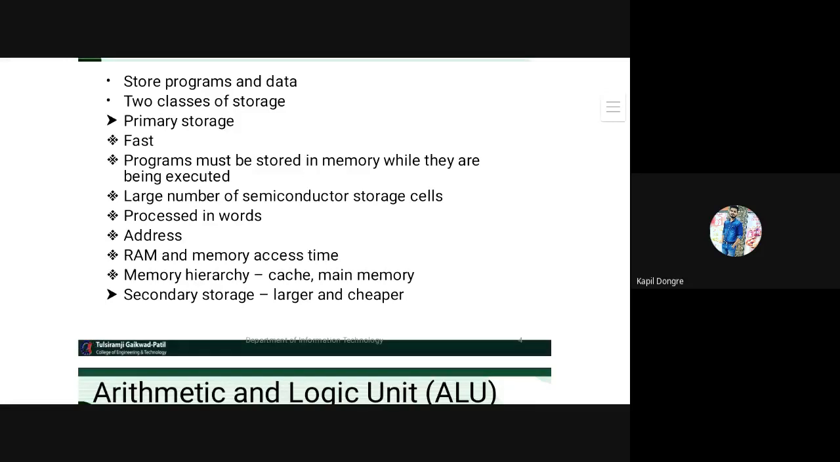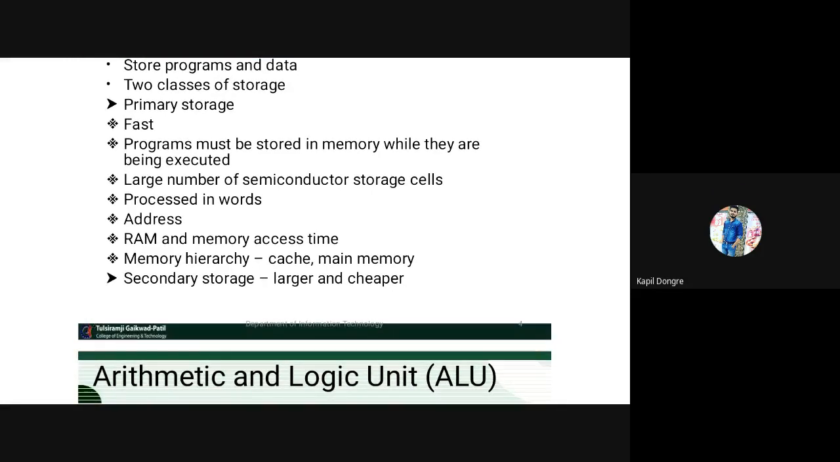So here we have completed the basic operations of computer architecture and organization. So here we have stopped the functions.